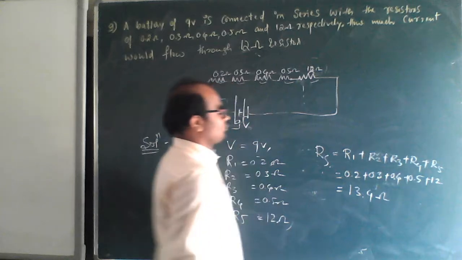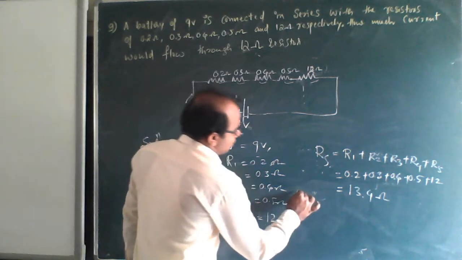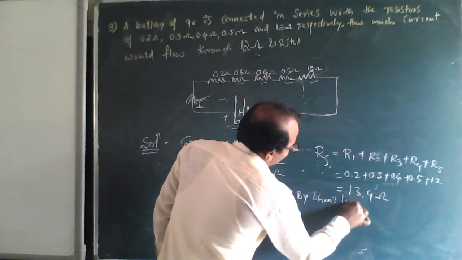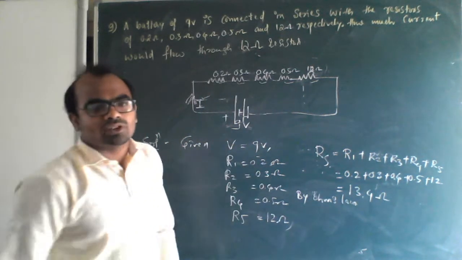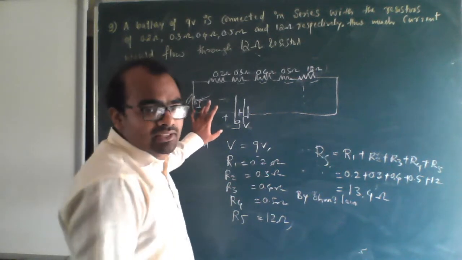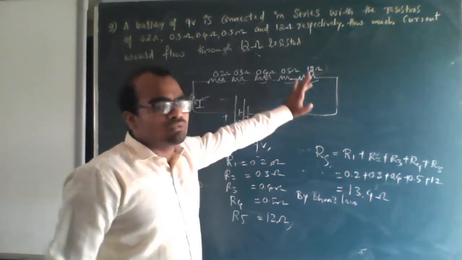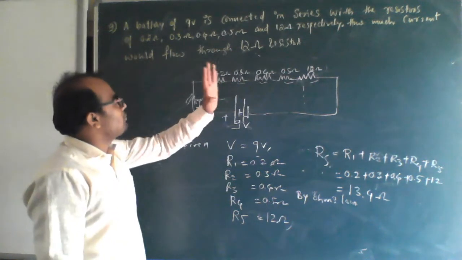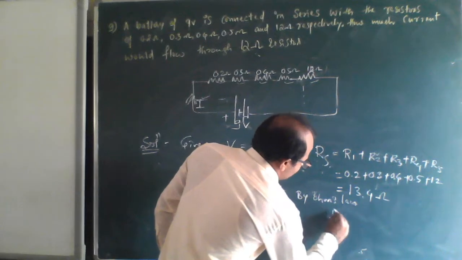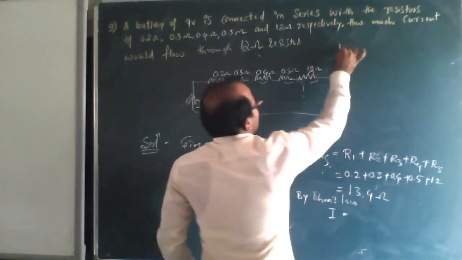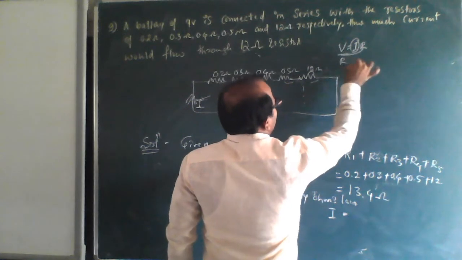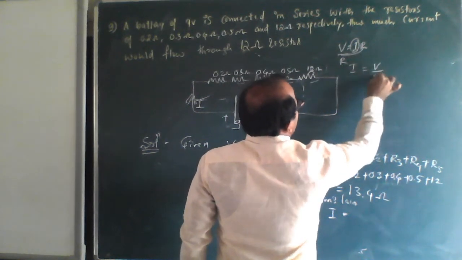13.4 ohm. Now, by Ohm's law, what is our Ohm's law? V equal to IR. What do I need to find here? I. The same I flows in the 12 ohm also, and 0.5, 0.4, 0.3, 0.2. So now I want I. V is equal to IR is Ohm's law. So what will be my I? I is equal to V by R.